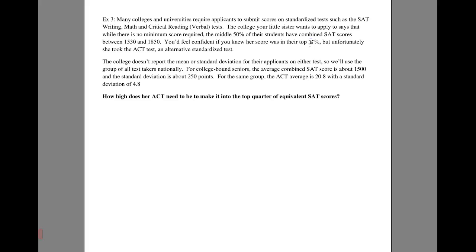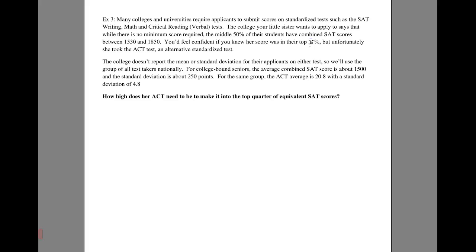But unfortunately, she took the ACT test, an alternative standardized test. The college doesn't report the mean and standard deviation for their applicants on either test, so we use the group of all test takers nationally. For college-bound seniors, the average combined SAT score is about 1,500, and the standard deviation is about 250 points. For the same group, the ACT average is 20.8 with a standard deviation of 4.8. How high does her ACT need to be to make it into the top quarter of equivalent SAT scores?